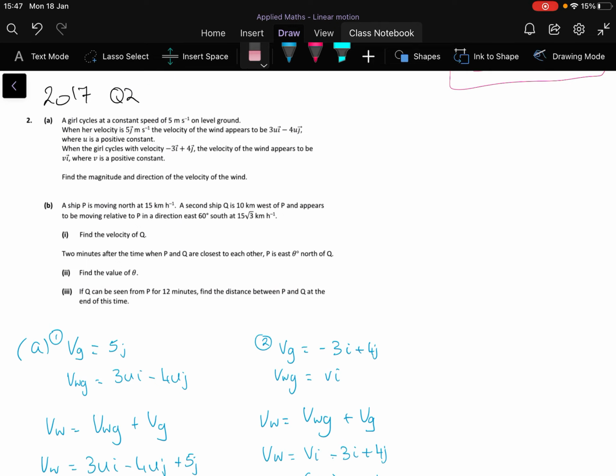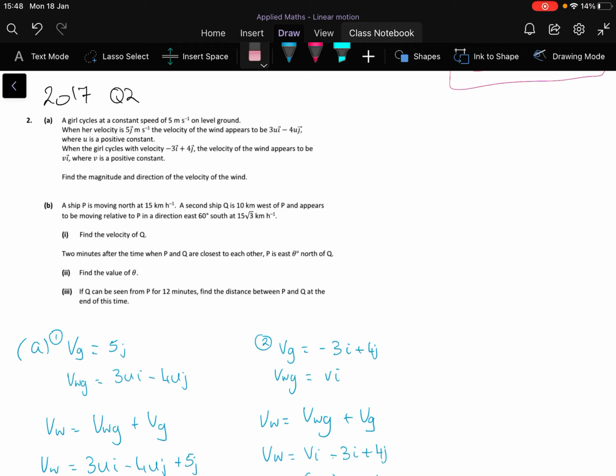And A is talking about a girl cycling at a constant speed of 5 meters per second on level ground. When her velocity is 5j, the velocity of the wind appears to be 3ui minus 4uj, where u is a positive constant. When the girl cycles with the velocity we're given there, the velocity of the wind appears to be vi, where v is a positive constant. Find the magnitude and direction of the velocity of the wind.